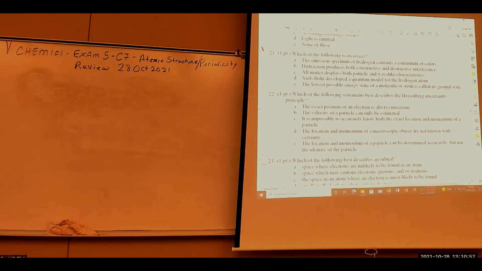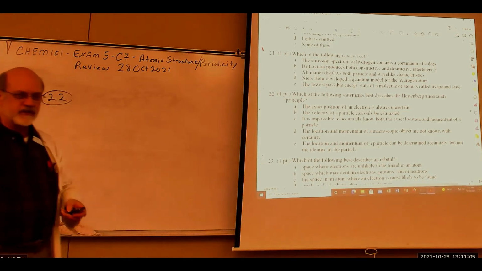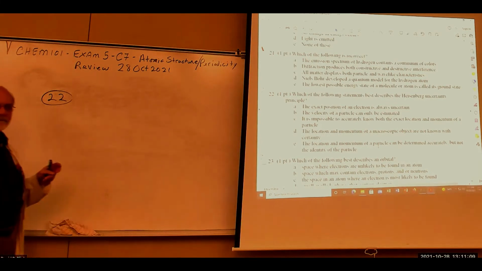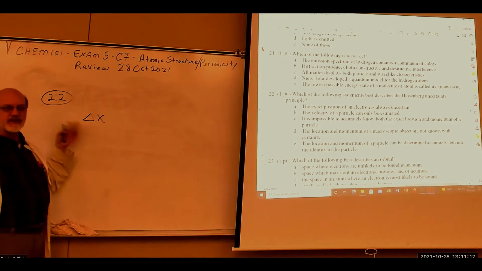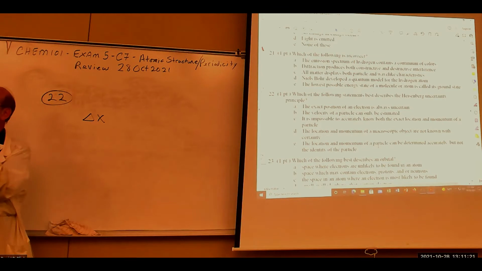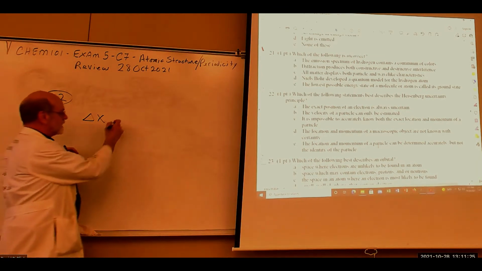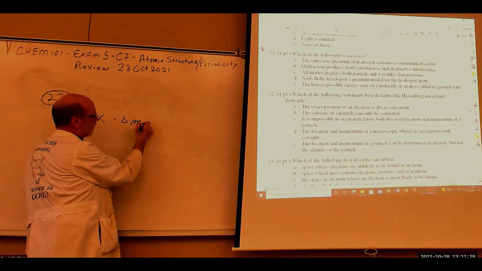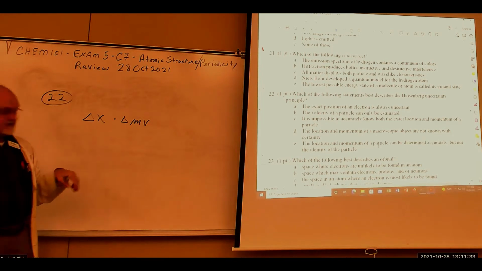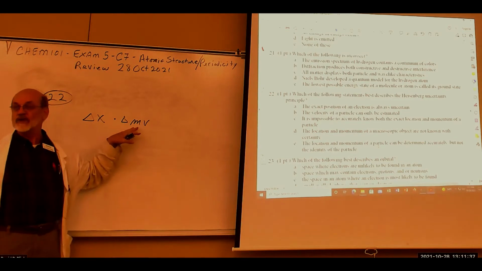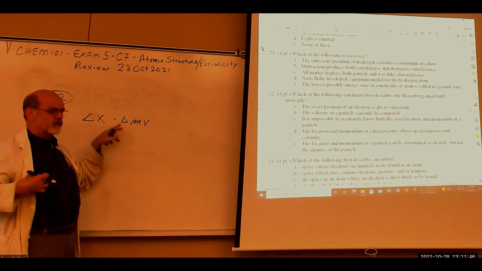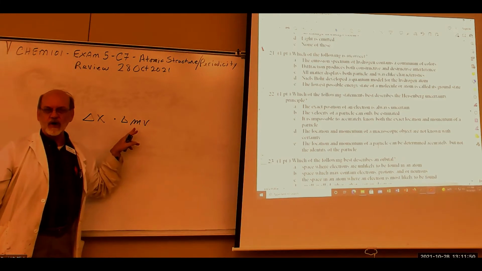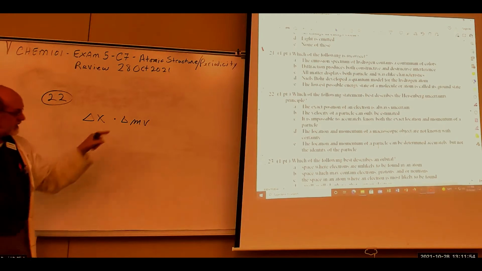Let's see, 22. Which of the following statements describes the Heisenberg uncertainty principle? Remember that one? What did Heisenberg say? He says, represent this as a deviation in position. So the smaller this is, the closer you are to knowing where something is. That's what that represents. And then this one is momentum, mass times velocity. The deviation here is not an absolute amount, that's a change. So the error in momentum is very small. That means you know how fast it's going and how much energy it has.